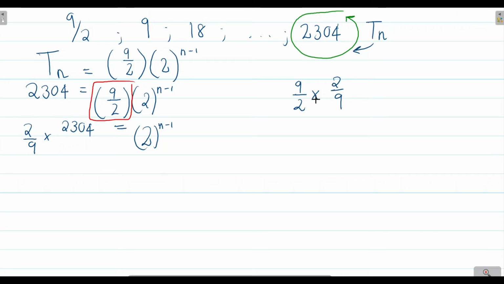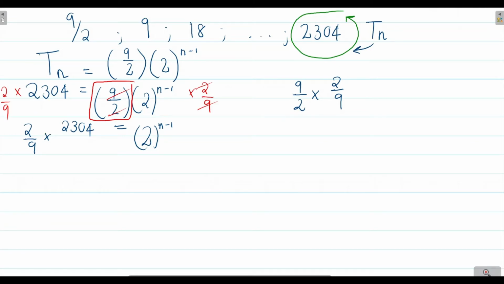When you multiply by 2/9 on the right-hand side, you need to multiply by 2/9 on the left-hand side. That's basically what I did there. If you do something on the right-hand side, you need to also do it on the left-hand side. And now that cancels, and you'll have 2/9 multiplied by 2304, which is equal to 2 to the power of n-1.